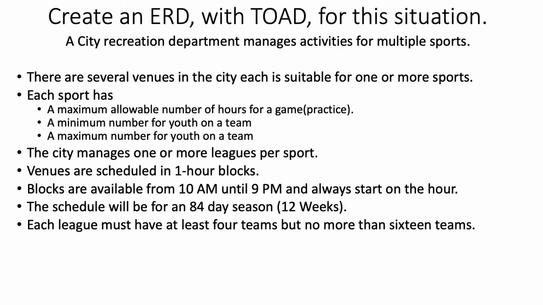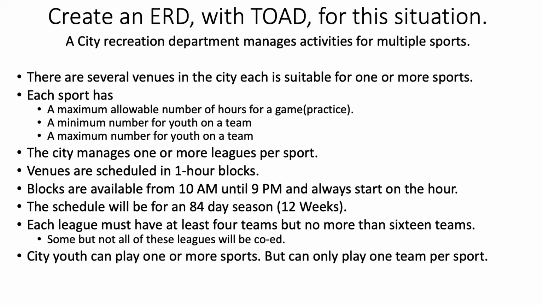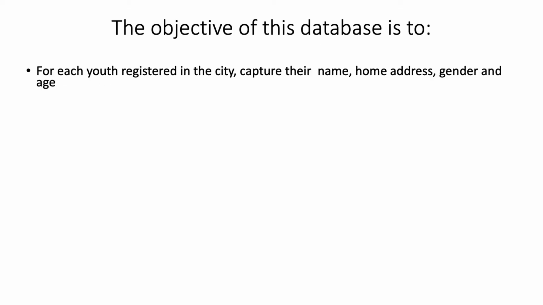Each league must have at least 4 teams, but no more than 16 teams. Some, but not all leagues, will be co-ed. The city youth can play one or more sports, but any youth can play only one team per sport. Okay, and what are the objectives of the database?